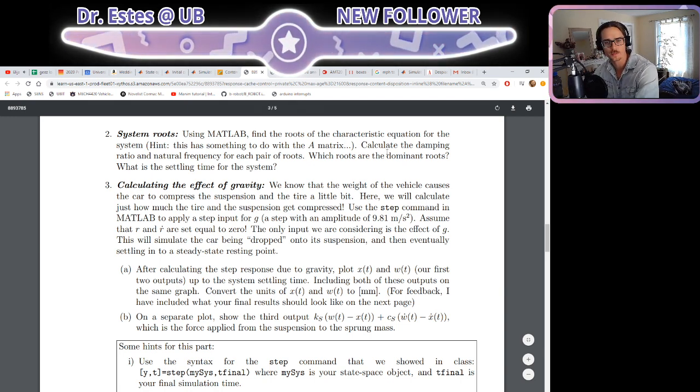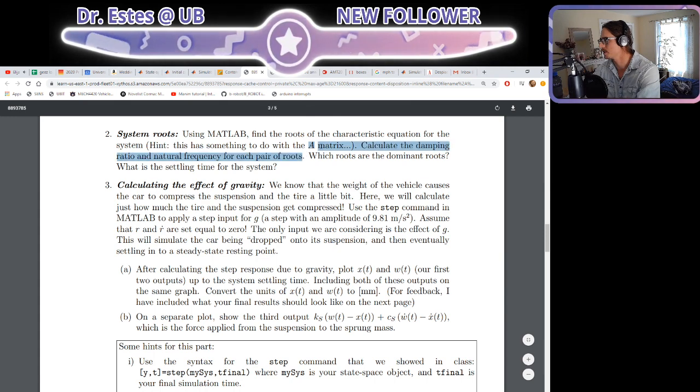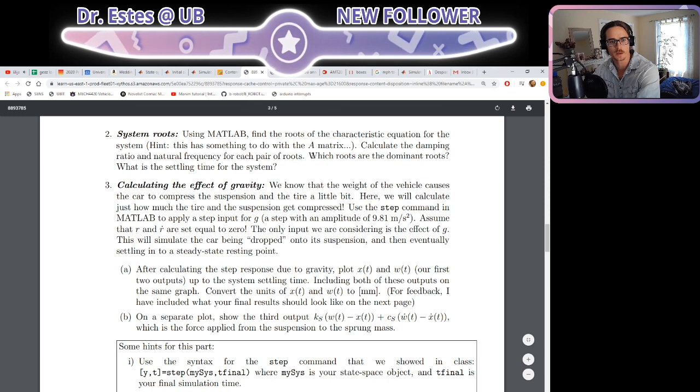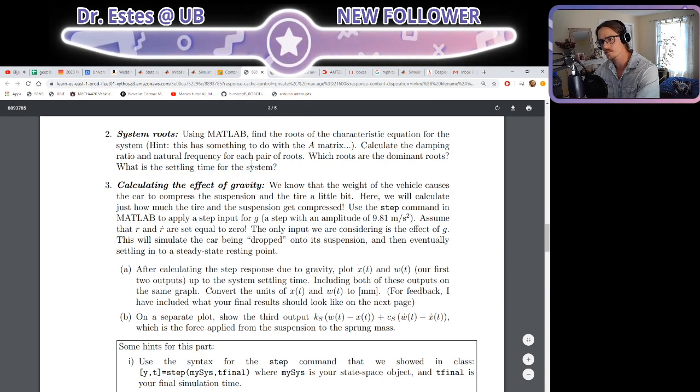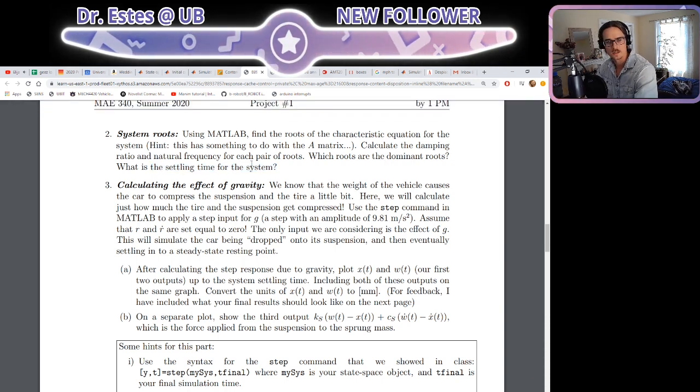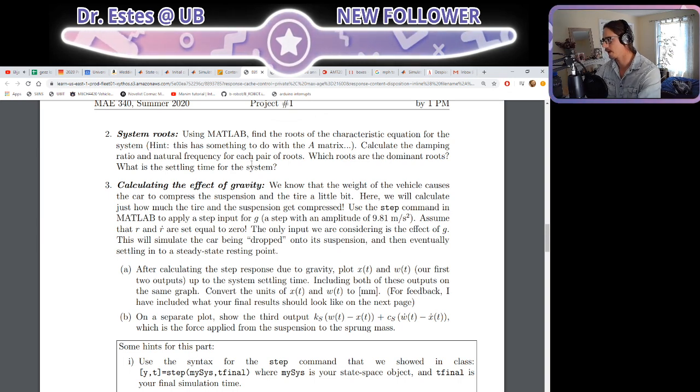But once you have the roots, there's going to be 4 of them. I want you to get the damping ratio and natural frequency for each pair of roots. I want you to tell me which roots are the dominant roots. And I want you to give me the system settling time. So you can get all of that information from the roots. So not too bad.